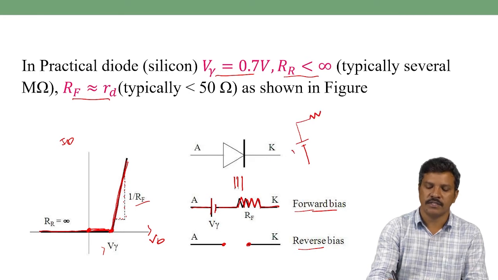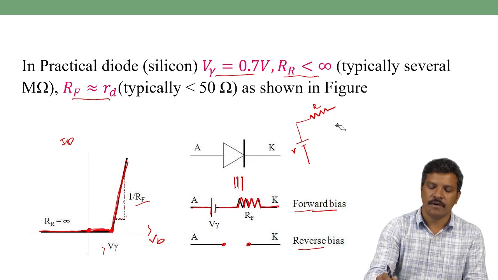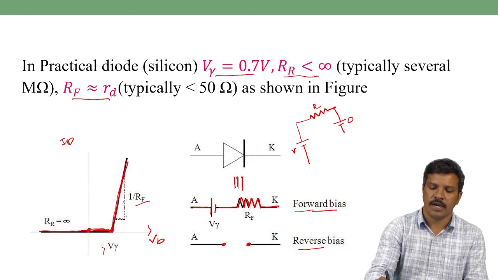Network having a voltage, a resistor, and a diode. By taking the third approximation, replace this diode with a barrier potential, for a silicon diode 0.7, and the internal forward resistance RF, and a short circuit.